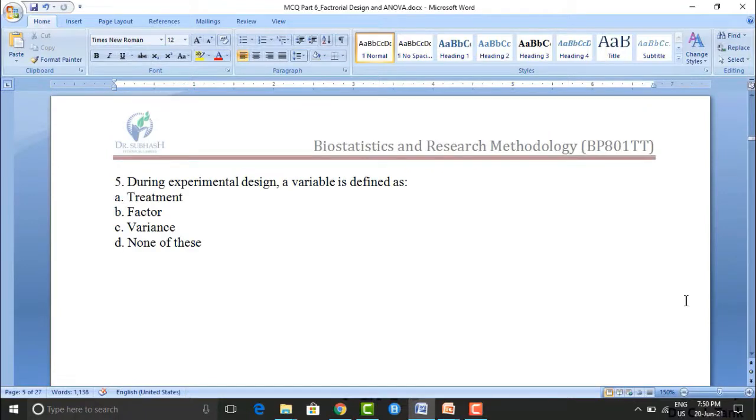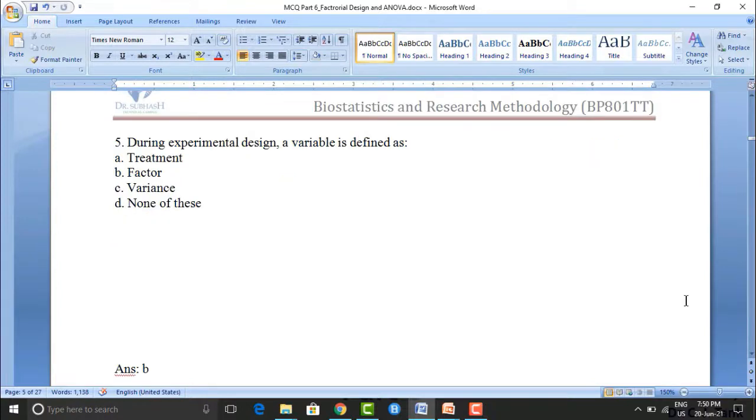During experimental design, a variable is defined as option A, treatment, option B, factor, option C, variance, and option D, none of these. The correct answer for this question is B, factor.